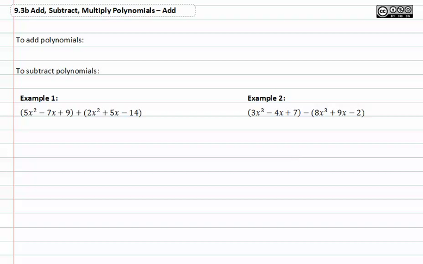To add polynomials, you have to combine like terms. But a like term, remember, is something that has matching exponents and has the same variables in it. So those are the two things that have to match for you to be able to consider it a like term.